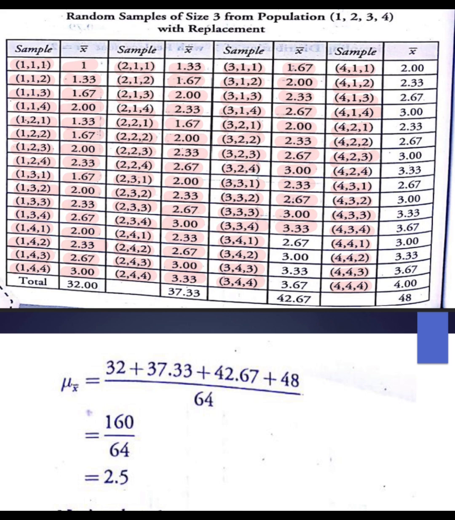3 plus 4 plus 1 divided by 3 is 2.67. 3 plus 4 plus 2 divided by 3 is 3.00. 3 plus 4 plus 3 divided by 3 is 3.33. 3 plus 4 plus 4 divided by 3 is 3.67.